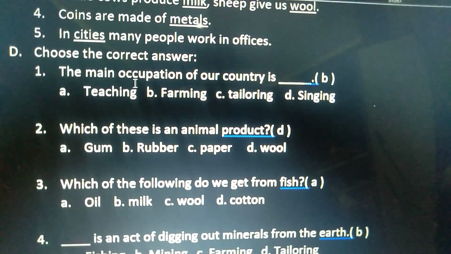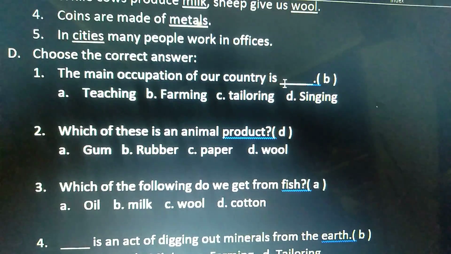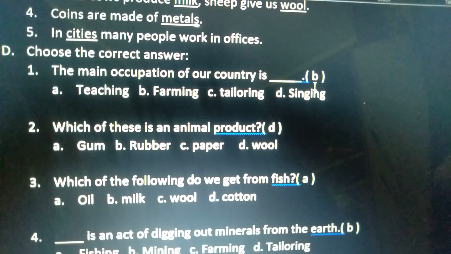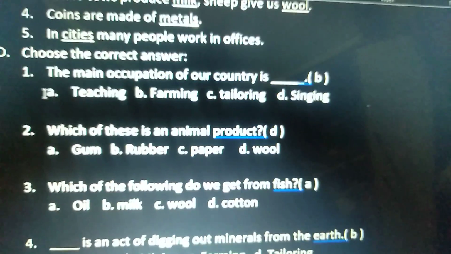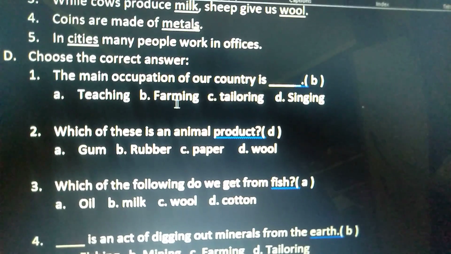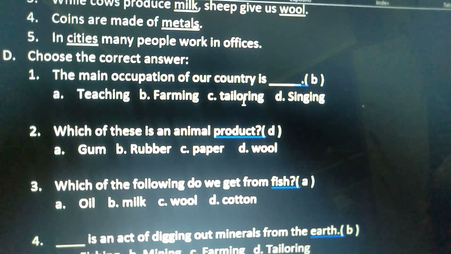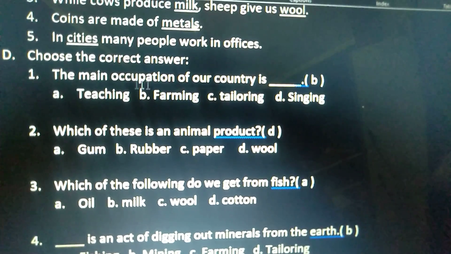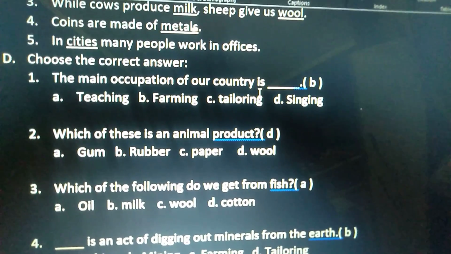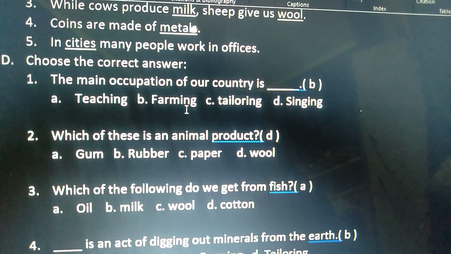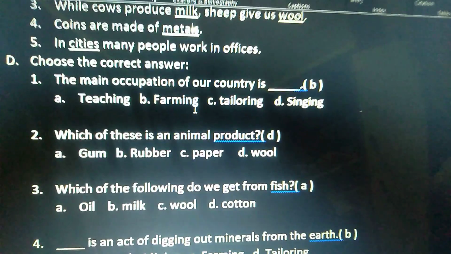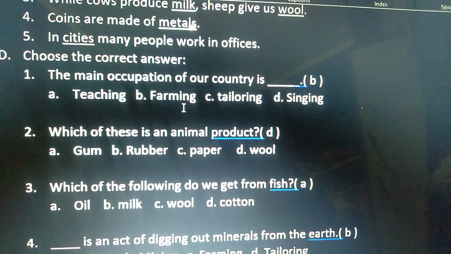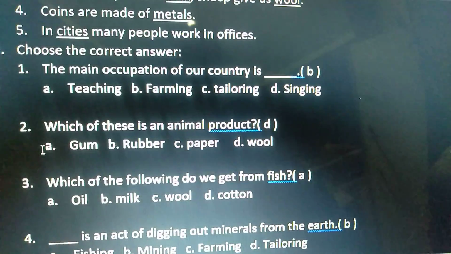The main occupation of our country is dash. So, what is the main occupation of our country, children? Is it teaching? Is it farming? Is it tailoring or is it singing? So, the main occupation of our country is farming. Option B, farming. Second question.